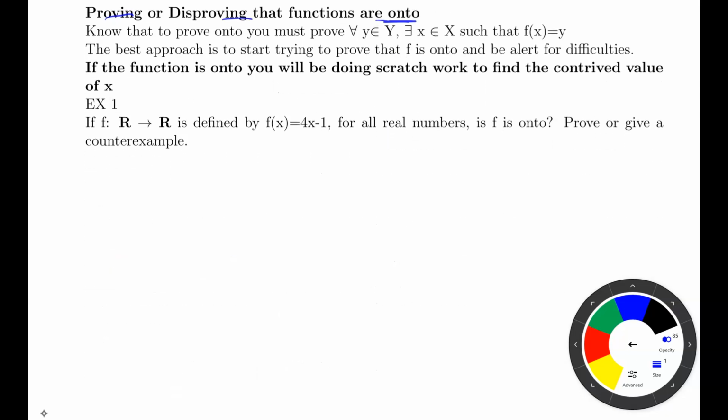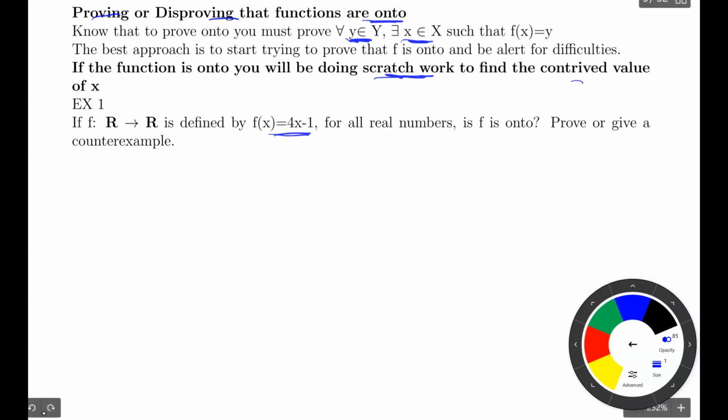So you know that we have to say for every y, there is an x such that f of x equals y. Okay, so what you're going to be doing is this little scratch work to make this contrived value. So here we go. f of x is equal to 4x minus 1. Is this onto? If I'm going to show that it's onto, what I have to show is that for every y in the reals, there is an x in the reals such that f of x equals y. Okay, so this is what I'm going to say to do. It's not going to be very much, but just this little bit of scratch work over here.